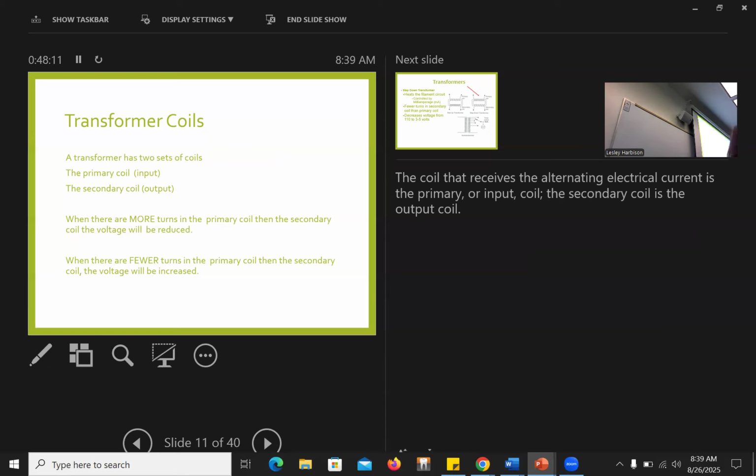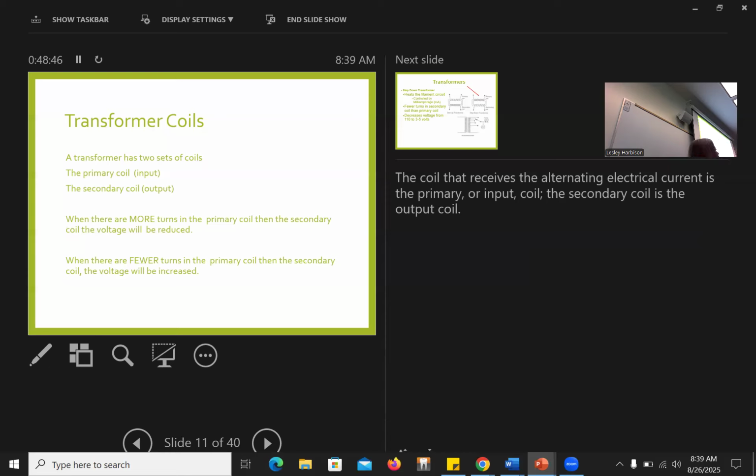So there's the primary coil, that's the input. That's the first coil that the electrons will reach when it comes out of the wall and is going down the cord. The first thing it'll come to is the primary coil. Then a really cool thing happens inside this transformer, which we don't really have to understand very much, but the video highlights it a little bit. Then the secondary coil is going to start to activate, and that is the output.